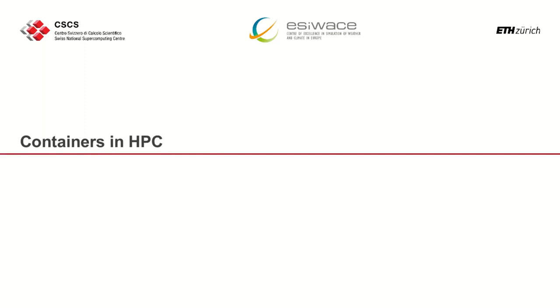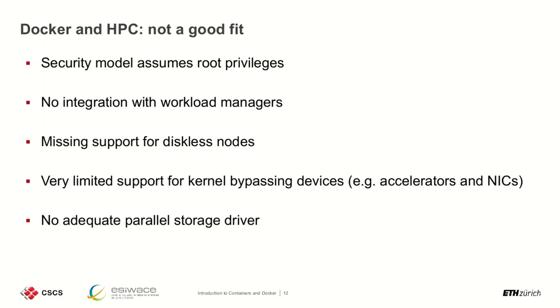Unfortunately, that is not the case, because there are several reasons why Docker and HPC are not a good fit. First, the most prominent of all is that the security model implemented by Docker assumes root privileges. So if you can use Docker on a system, you are basically root. You can very easily perform actions as root. And of course, that is something that does not sit well with HPC providers and the HPC centers. There are also other reasons, like no integration with workload managers, limited support for accelerators and dedicated network hardware, and no adequate storage driver for parallel file systems.